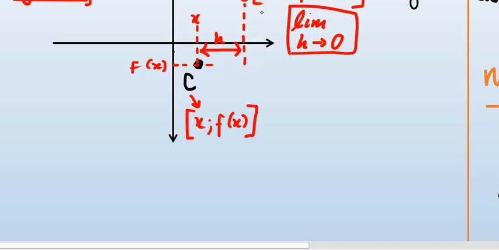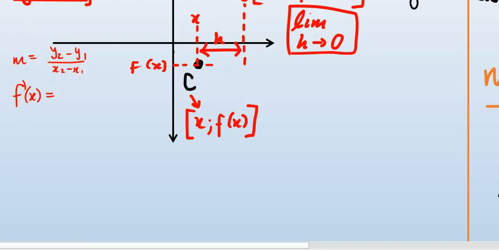Now, what I'm going to do, say therefore my gradient, but this gradient I'm not going to call it m, I'm now going to call it f derivative, and I'm going to say it's equal to, let's write the gradient formula on top, y2 minus y1 divided by, how about the new formula?